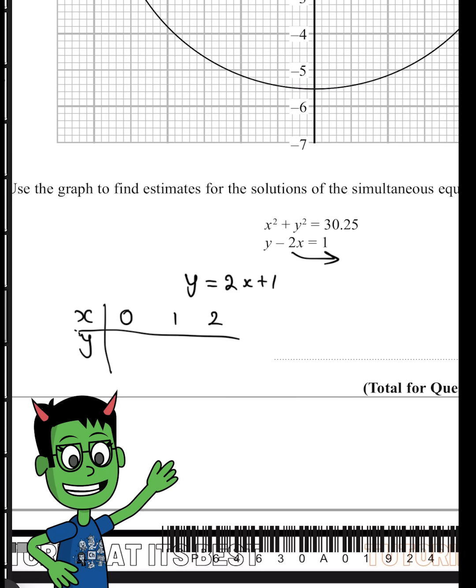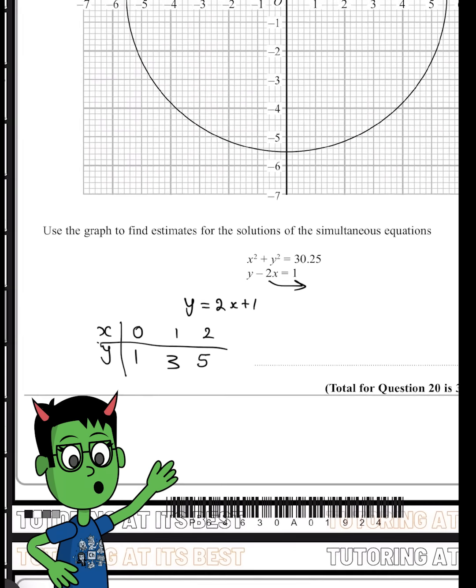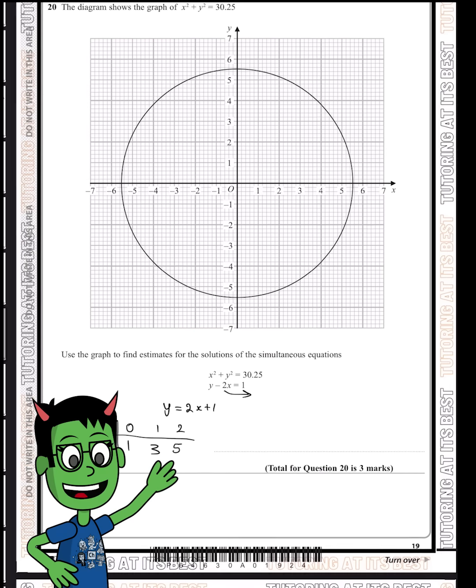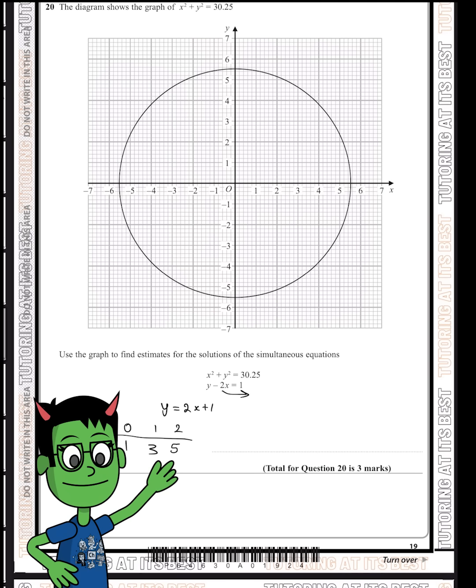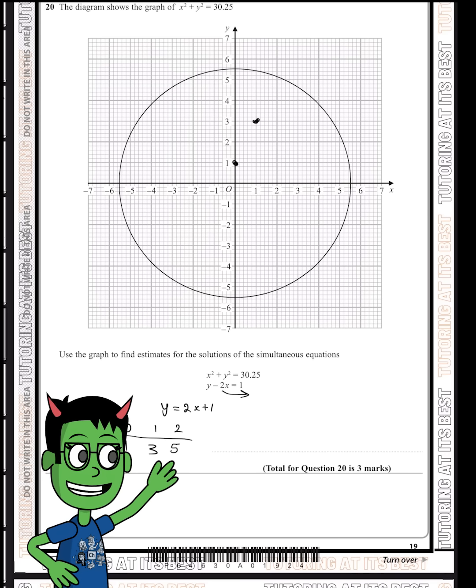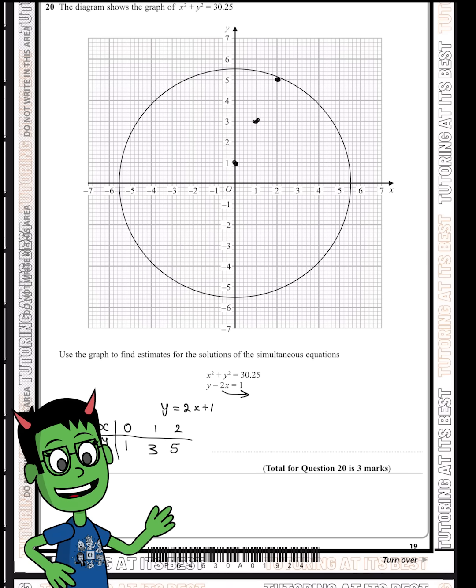And substitute that in as 2 times 0 is 0 plus 1 is 1. Then 2 times 1 is 2 plus 1 is 3. And 2 times 2 is 4 plus 1 is 5. So now we have the coordinates that we require. So what do we do with these coordinates? Well, we plot them right away. So we have 0, 1, we have 1 and 3, and then we have 2 and 5.